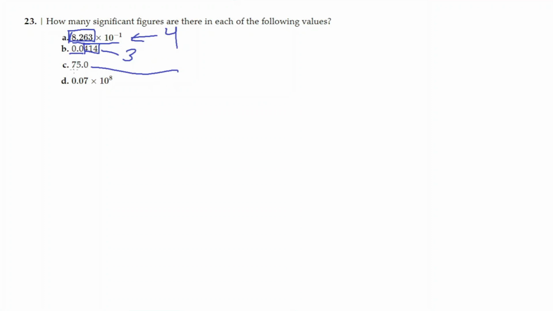Now let's take a look at C. C is 75.0. In this case the number of significant figures would also be 3, because the 0 is also significant. A good strategy to find out how many significant figures there are in a number is to write it out in scientific notation. If we wrote out C in scientific notation, we would do 75.0 times 10 to the 0 power, in which we have written down 3 significant figures. We can't just write down 75 times 10 to the 0 power. That wouldn't follow the rules of scientific notation.